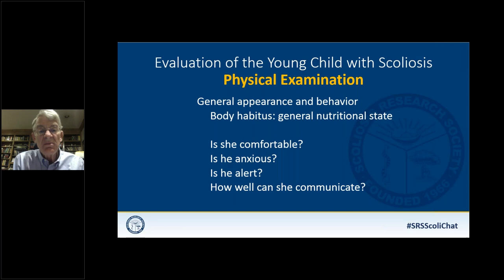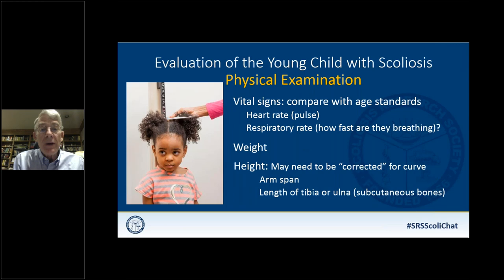We want to get some idea of where they are compared to their age-matched controls for things like their height and weight, their respiratory rate, and their heart rate. Those might be elevated if the child is having some pulmonary issues. One thing to remember about height is that if a child has a significant scoliosis, that will shorten them. There's a variety of tricks to come up with a corrected height to calculate things like body mass index and pulmonary functions. In some cases, arm span can be used. In other cases, there are tables to correlate the length of subcutaneous bones like the tibia or ulna. But just using a raw height is sometimes not the best thing to do.